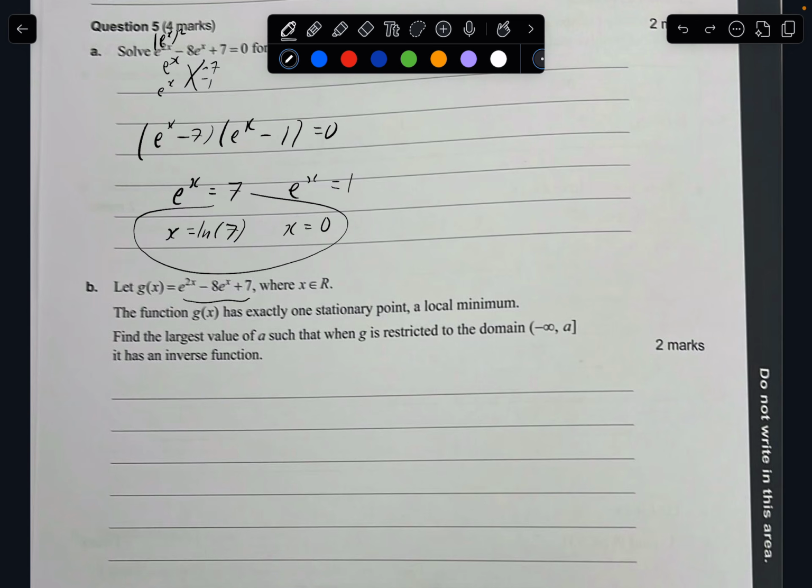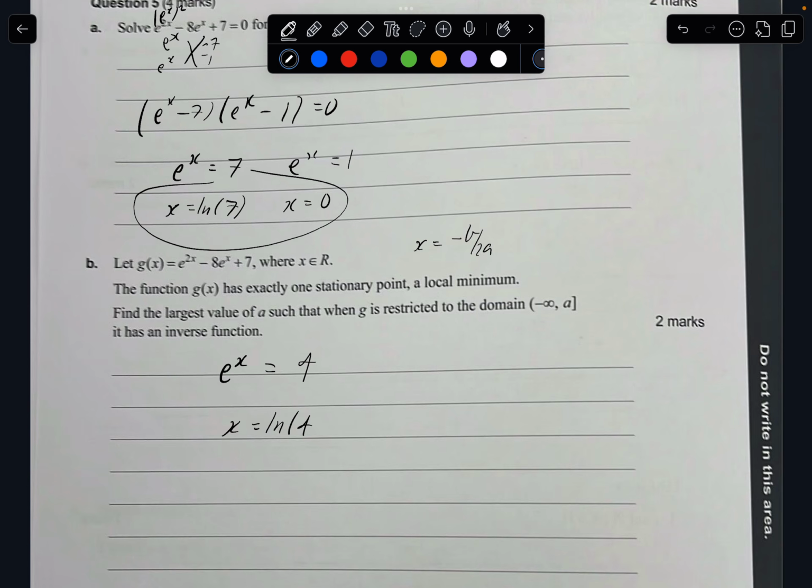Now, because this is technically like a quadratic, you could probably just say that the minimum happens when e to the x is equal to negative b over 2a, because the minimum would happen when x is negative b over 2a. So you can say that happens when e to the power of x is 4. And so you can say that the domain should be negative infinity to ln 4. Oh, so a is ln 4. But I probably just want to check that.